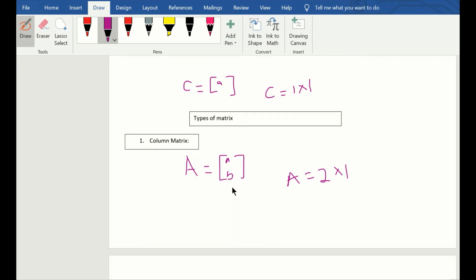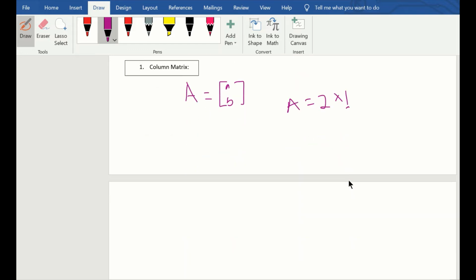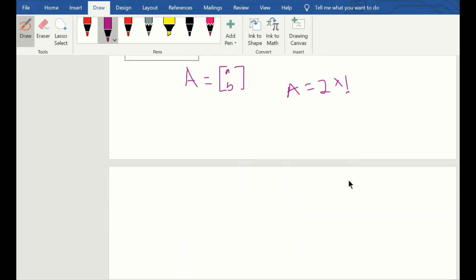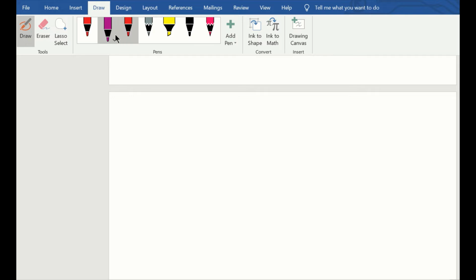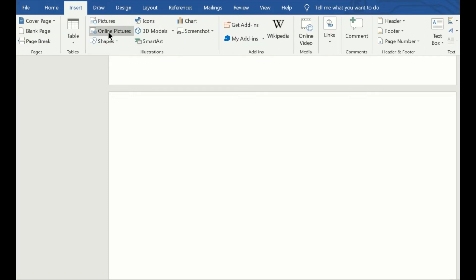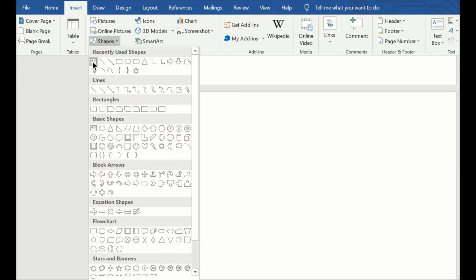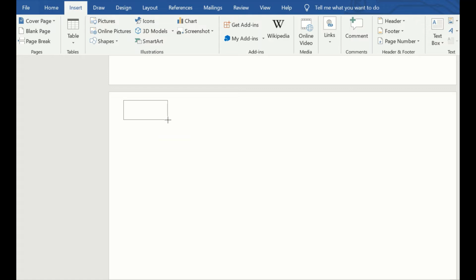So when a matrix has a single column, or when the number of columns in a matrix is equal to 1, we say that it is a column matrix. Let's look at the next example of a matrix. Let's look at the row matrix.